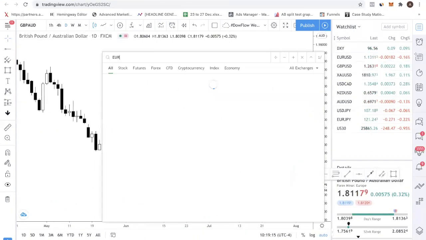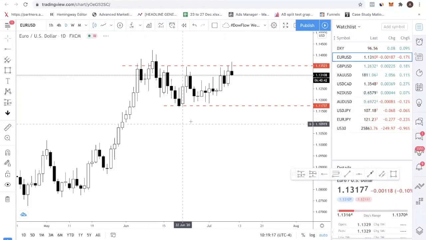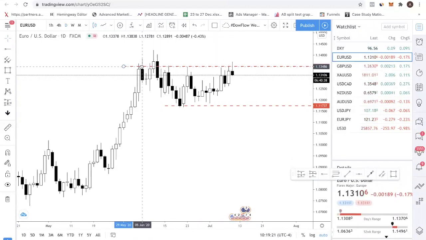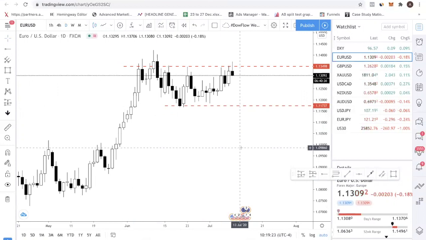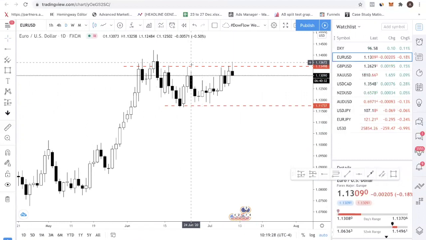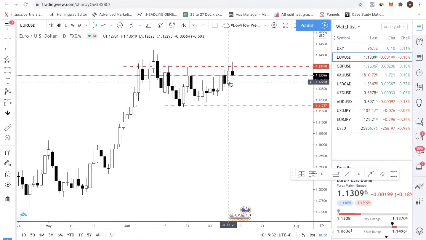You always want to start with the daily. Day one. The daily is the D1, right? Then just trade off the daily. Really, just trade off the daily. So like in this case over here right now, Euro dollar is resisted. It's doing a very nice pin bar right now.